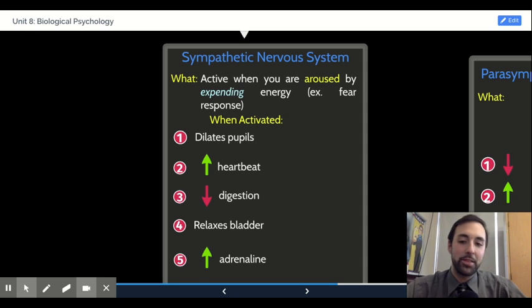Certainly digesting lunch isn't as important as perhaps increasing your heart rate or increasing your breathing so that we can get oxygen into your lungs and actually run away from the bear. Why expend body energy on digestion? This is not the time for that. The bladder relaxes, which makes it less likely for you to go to the bathroom, and your adrenaline typically increases as well. These are all things that happen behind the scenes.